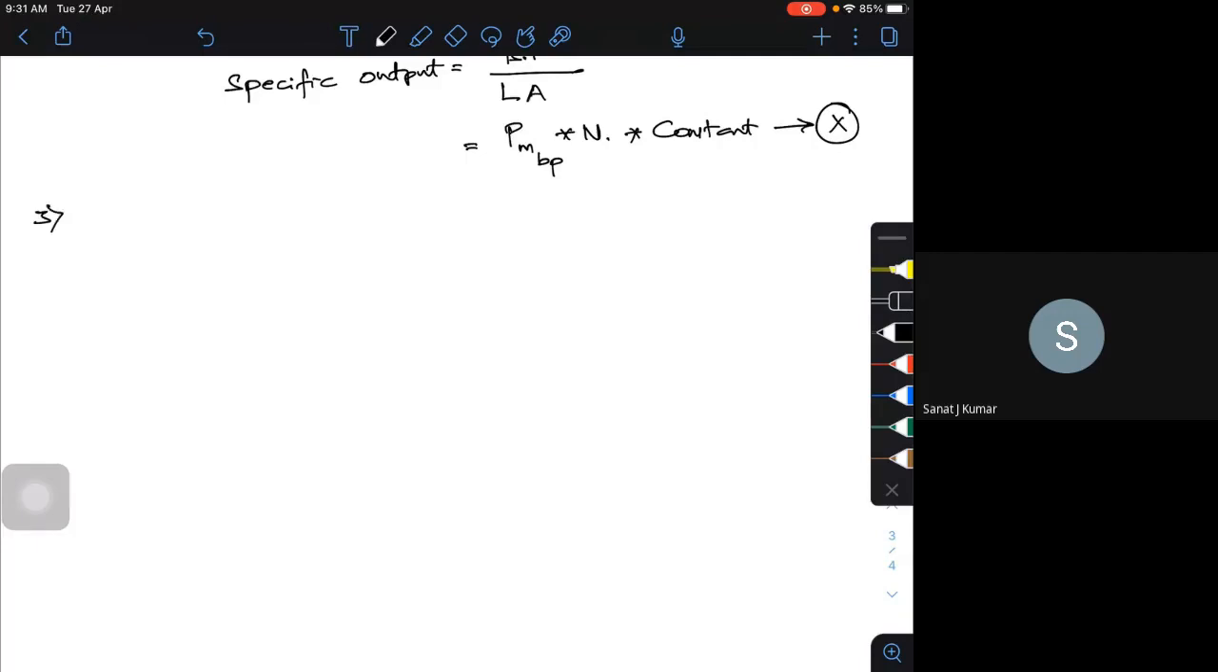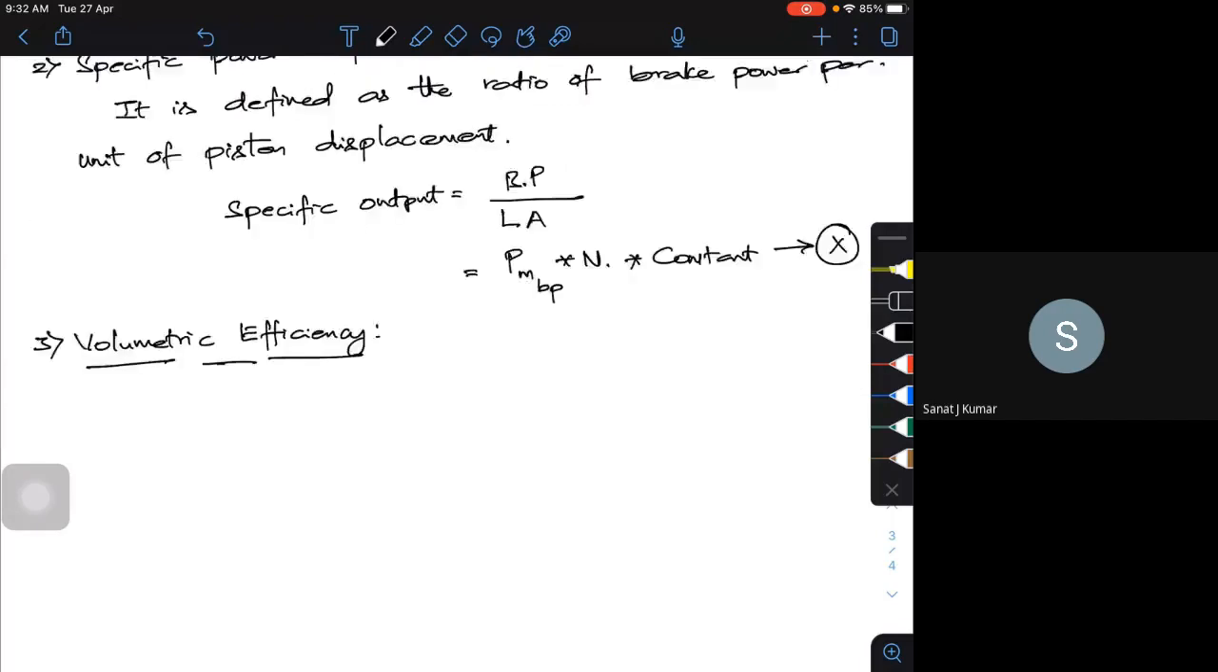Okay, the next, third one we look at for the performance of the engine is the volumetric efficiency. So what is it actually? Your volumetric efficiency depends on the volume of the fuel-air mixture that is handled by your engine, depending on its capacity, that is, its cylinder capacity. So that's actually your volumetric efficiency.